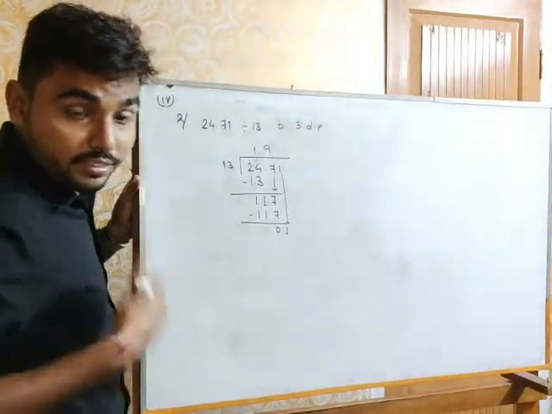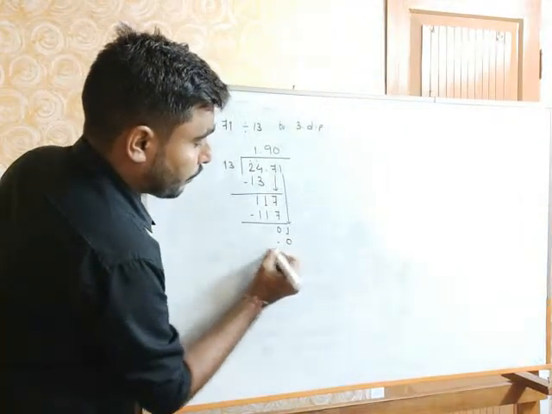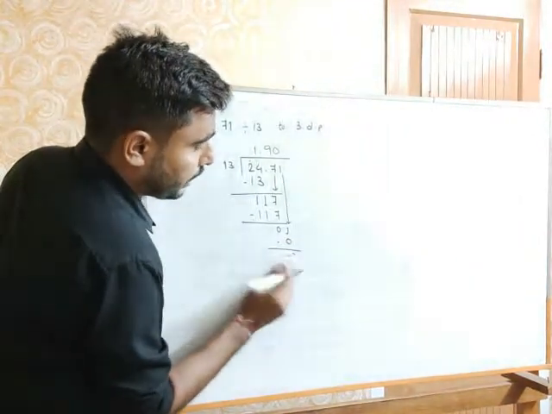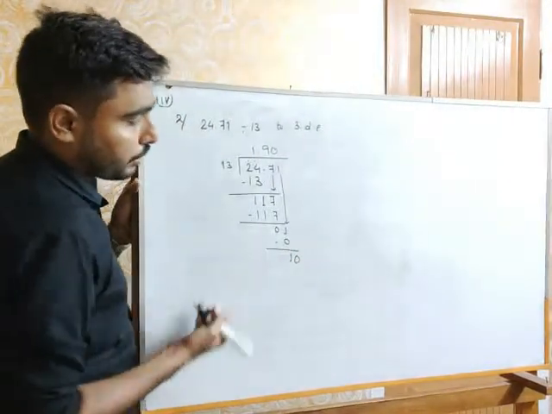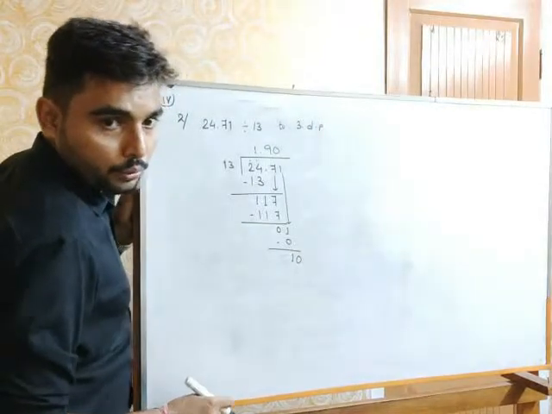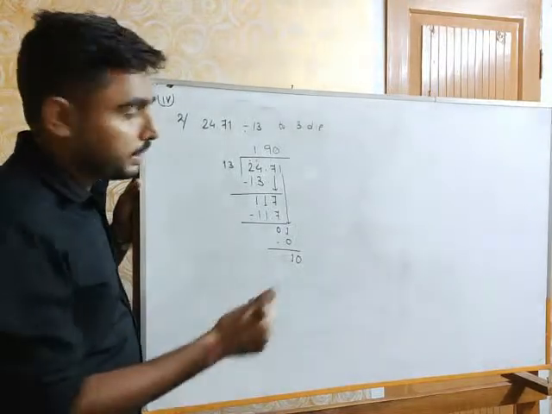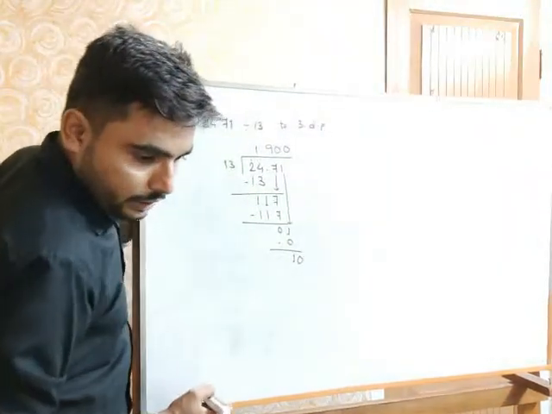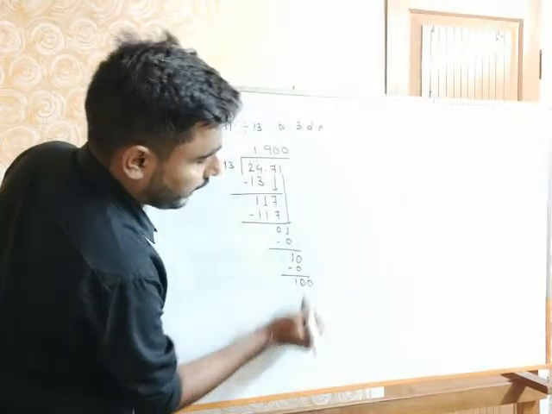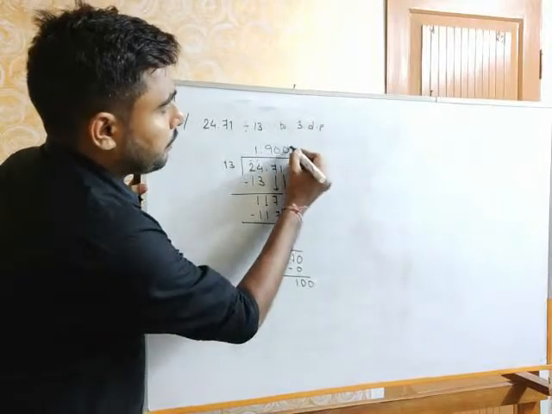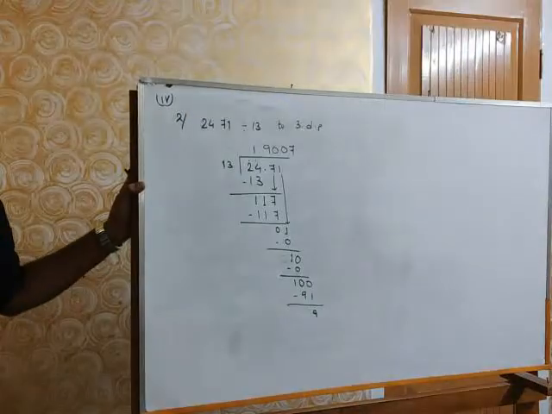1 will come down. 13's table does not give 1 one time, so how many times will you take? 0 times, and 13 times 0 is 0, remains 1. Now we are free to take 1 0 at a time. So 10: will 10 come in the table of 13? 13 into 1 is 13, so it will be 0 times again. Okay, so 0, and I got 10. I can take 1 0 at a time. 7 times 13 is 91, remains 9.